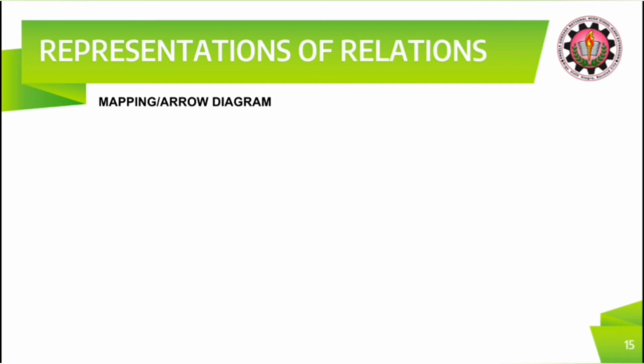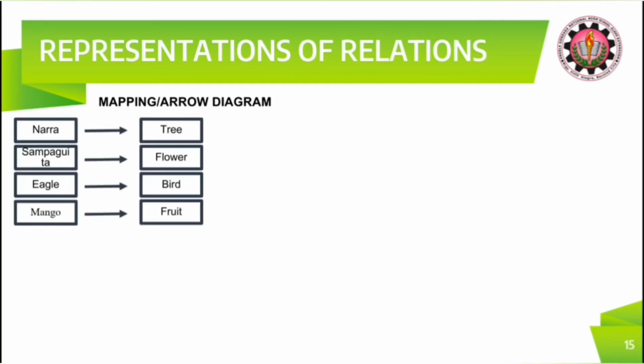This is how we represent or illustrate a relation. Number 1 is the mapping diagram. It consists of 2 columns where a pair is connected by a line. The first column is the domain and the second column is the range. A mapping diagram can be rectangular or circular in shape.